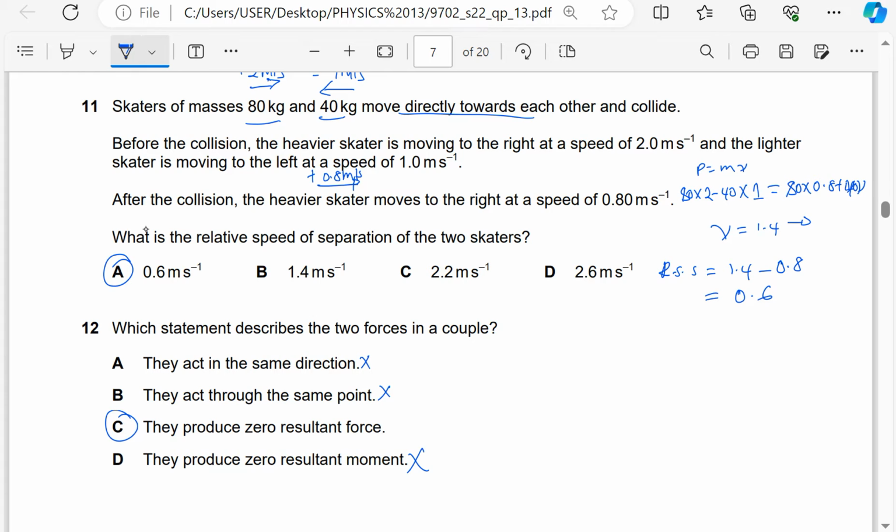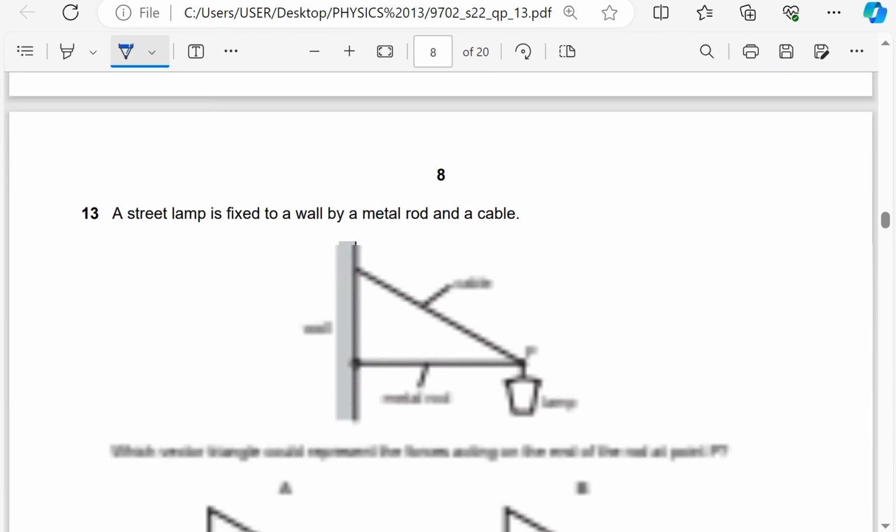So the answer is C, because you could have two forces acting in this direction about a fixed point, and they constitute what we call a couple. But the resultant moment is not zero because they can cause, for example, an anti-clockwise rotation about this point here. So the resultant moment does not need to be zero for a couple, but the resultant force is zero because they are equal and opposite. So the answer is C.